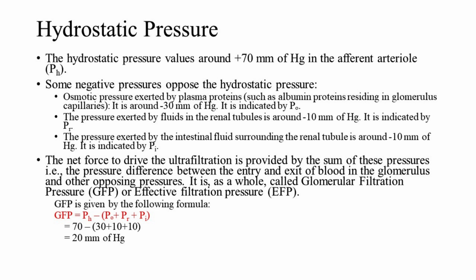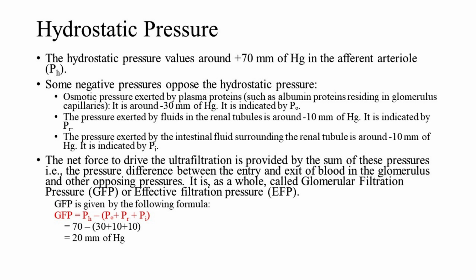The pressure exerted by fluids in the renal tubules is around minus 10 mm of Hg. It is indicated by PR. The pressure exerted by the interstitial fluid surrounding the renal tubule is around minus 10 mm of Hg. It is indicated by pi.